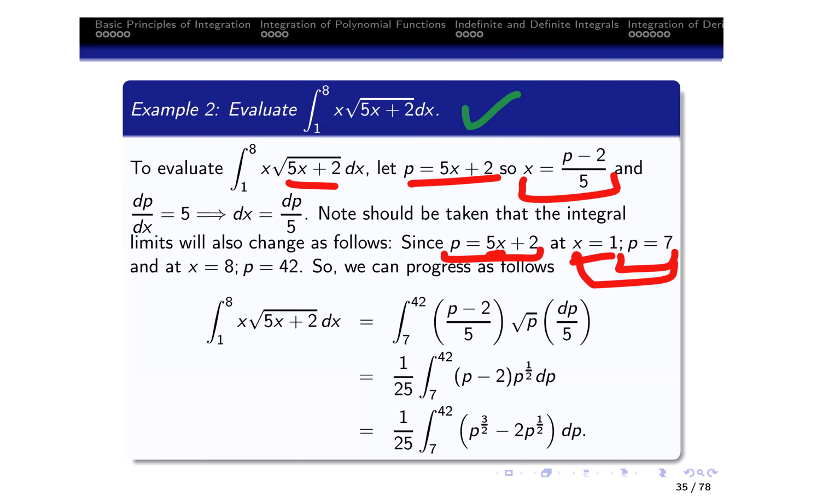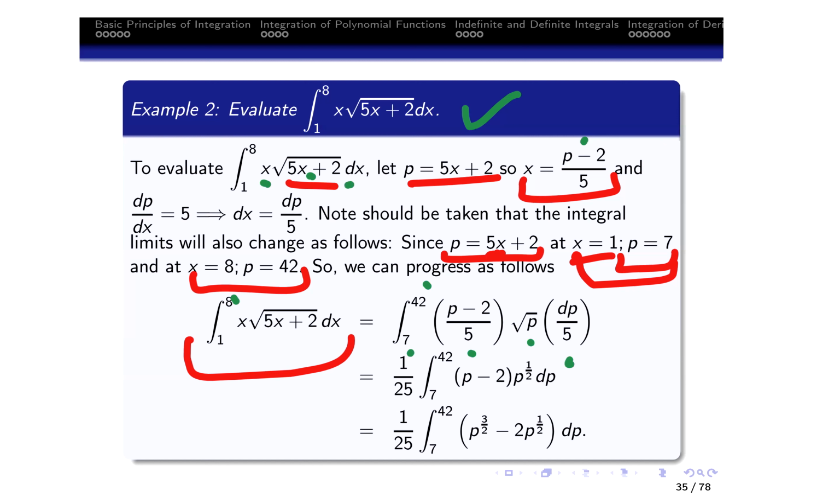So we can progress as follows. The integral of 1 over x into square root of 5x plus 2 dx from 1 to 8 has now been totally transformed, such that 1 becomes 7 in the realm of p, 8 becomes 42 in the realm of p. x here is this guy. So we have p minus 2 over 5. And then this whole thing is p now, so this is square root of p. And the dx on its own is actually dp over 5. All right. So that's a kind of transformation.